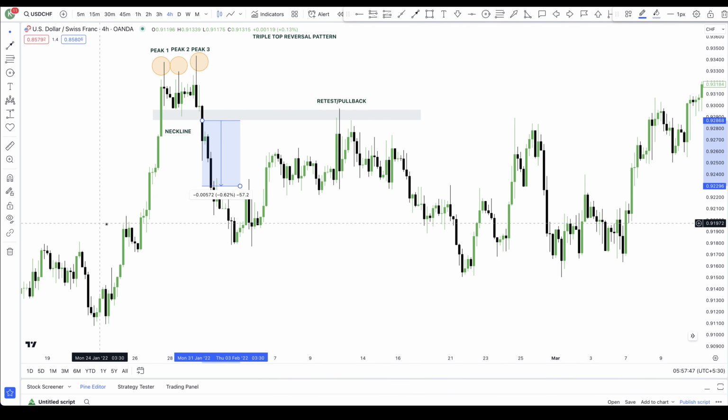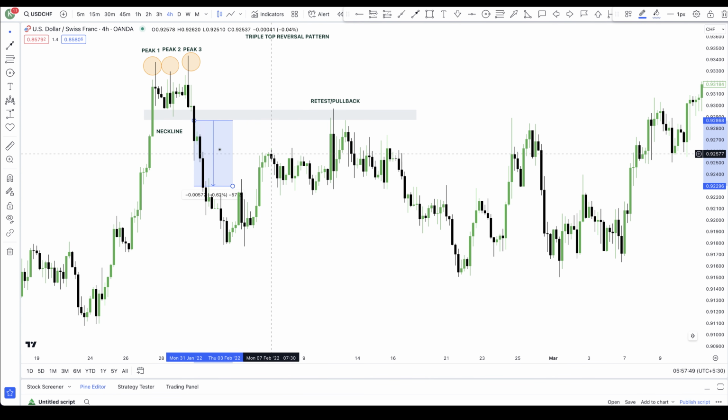Or you take your profit at the nearest support or resistance, or the previous low. Yeah, you take your profit at the previous low. So this is that for the triple top reversal pattern.